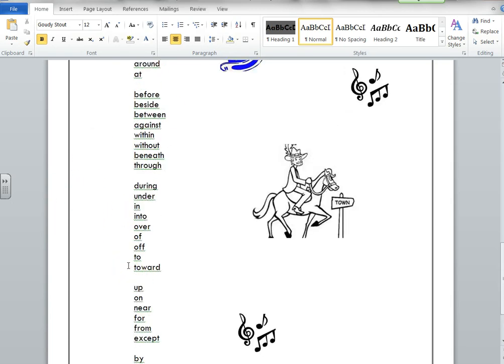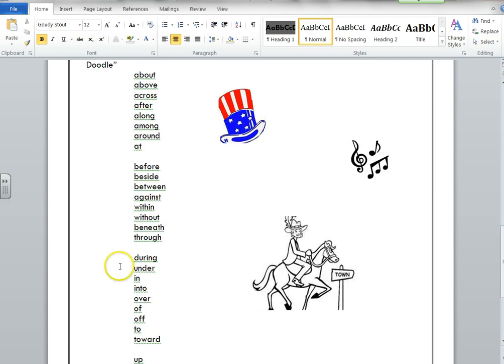For your homework tonight, what I'd like you to do is write a sentence, include a prepositional phrase, identify your preposition, and identify the whole phrase, the object of your preposition and what the whole phrase is, okay? If you have any questions, we'll talk about it in class tomorrow.